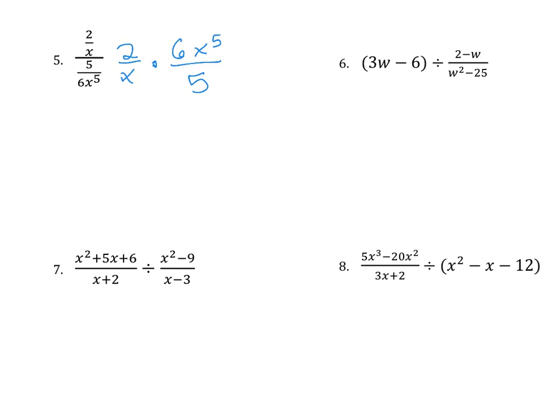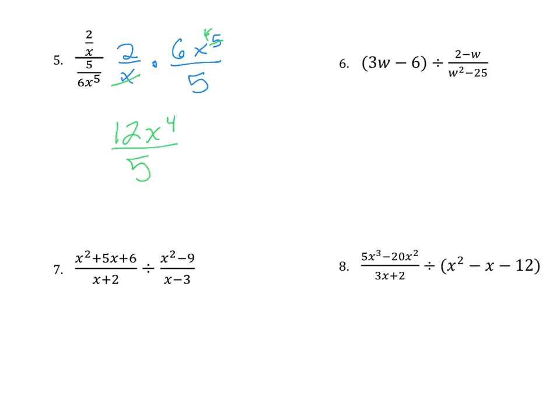So what ended up being 2 over x divided by 5 over 6x to the 5th is really 2 over x times 6x to the 5th over 5. Now with our previous examples, when we were multiplying, now we're just looking at what can we cancel out. I can get rid of an x on the bottom here and one of the x's on the top, giving me x to the 4th. And then there isn't anything common between 2 and 5 or 5 and 6. So now I'm just going to multiply straight across and then get 12 x to the 4th over 5.